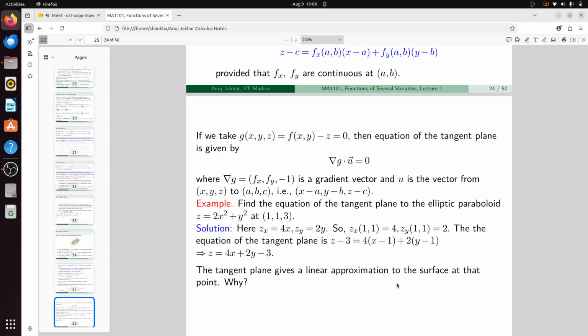Why? Because it is just a higher order extension of Taylor's theorem. We will also read Taylor's theorem as well. Because see, this c is actually f of a comma b. So z equal to f of a comma b plus del f del x at the point a comma b into x minus a plus del f del y at the point a comma b into y minus b. So it is just Taylor's expansion in two variables at the point a comma b. Is it clear now?